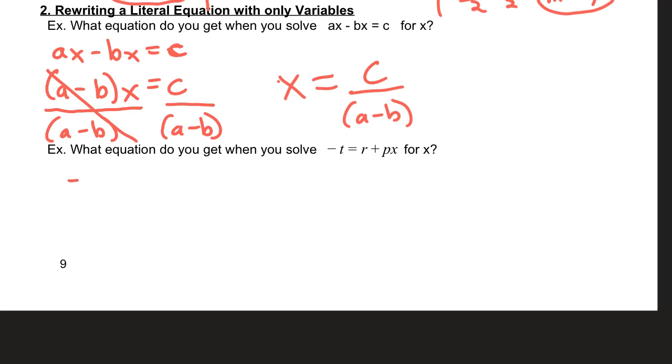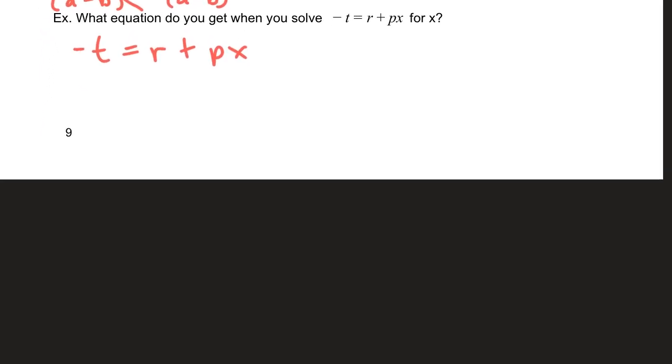So in the next one, we've got negative t equals r plus px, okay? So this one, we're also solving for x. The way I would do that is I would think I've got to isolate x, meaning I have to get rid of r and I have to get rid of p, all right? And this is very similar to other equations, except we are using variables instead of numbers, instead of digits.